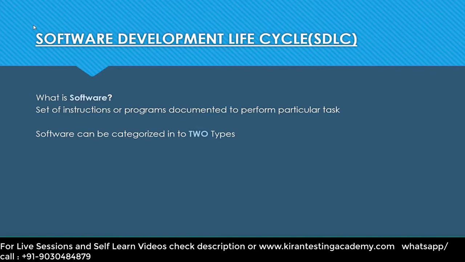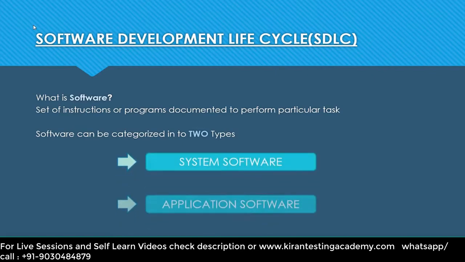So what is software? A set of instructions or programs documented to perform a particular task. This is the general definition, which you get everywhere in the books. Some instructions are programmed, and the program will do certain activities. Clear? Now the software has been categorized into two types: one, system software, and the other, application software.